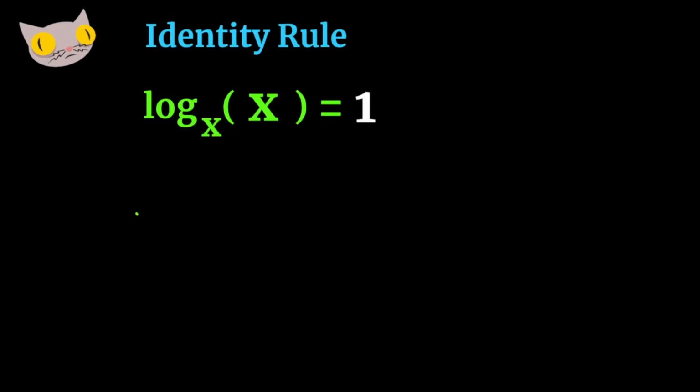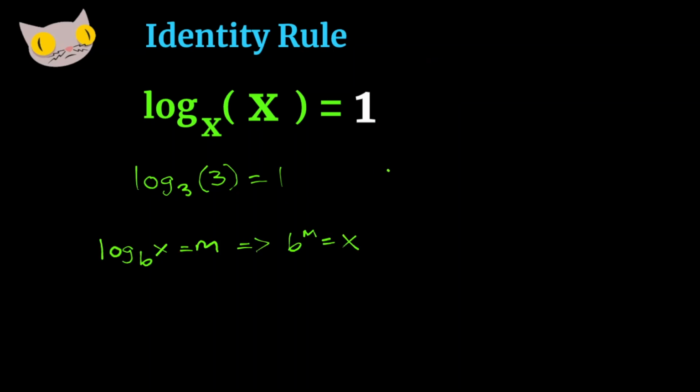This is the identity rule. It states that if your base is the same as your variable here, it's going to equal 1. So if you have, say, log base 3, and your variable is 3, the answer is going to be 1. Just a second ago, I said that logarithms are related to exponentials. We have our base of 3 raised to the m power. That's going to equal 3, and that checks out.